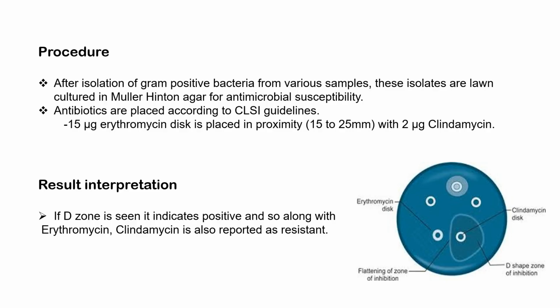Now, how do we interpret the results? If a D-shaped zone of inhibition appears around the clindamycin disc near erythromycin, this is called a positive D-test. This indicates inducible resistance. In this case, even if clindamycin appears sensitive, it should be reported as resistant along with erythromycin. To summarize, inducible clindamycin resistance is an important mechanism in bacteria.